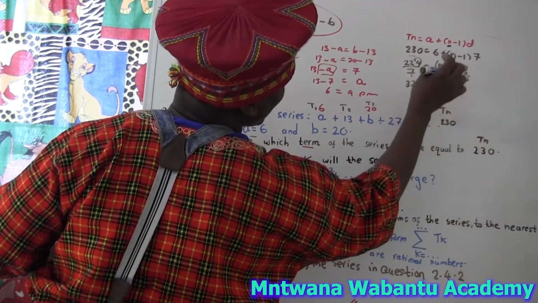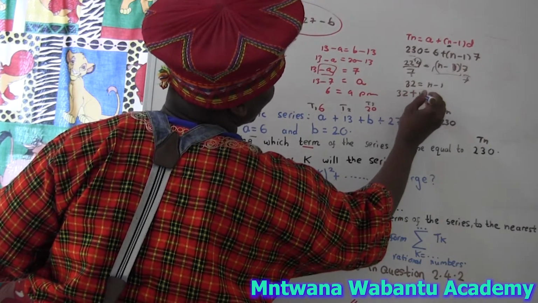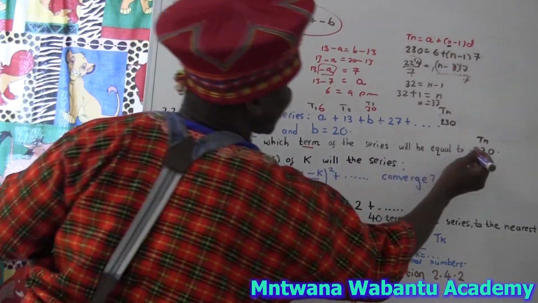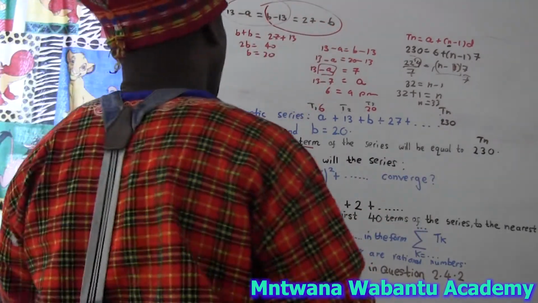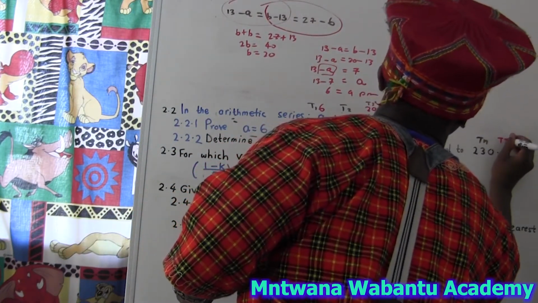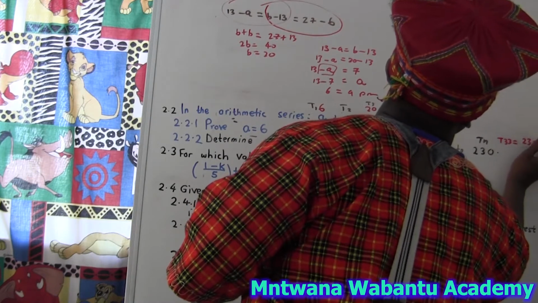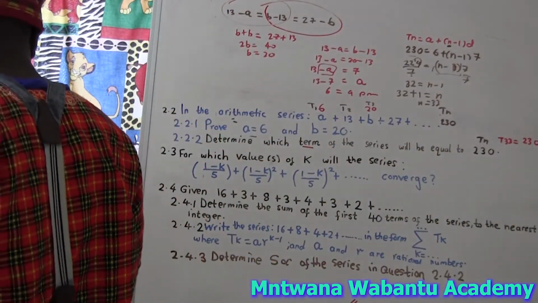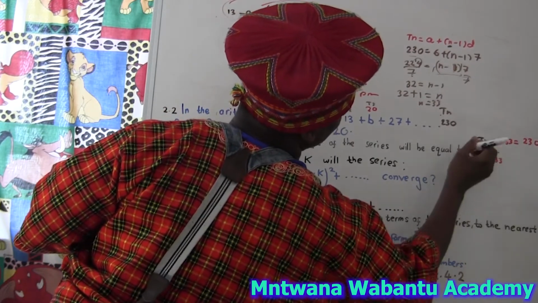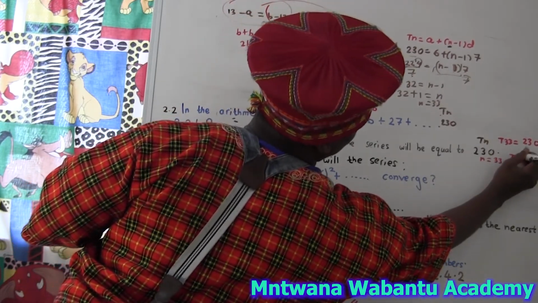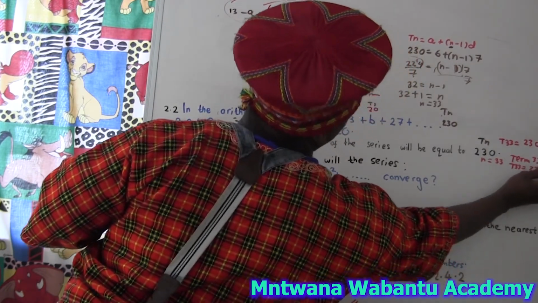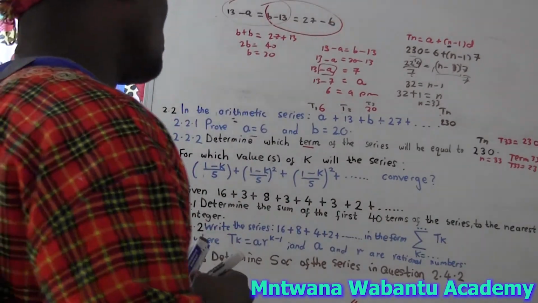This minus comes here. I hate you, negative. 32 plus 1 equal to N. So N equal to 33. So which term? Term 33. Term 33 equal to 230. N equal to 33. So since they say which term, I'll say term 33. You can write the word term 33, or you can say T33 equal to 230. However you think is going to be convenient for you, you do that.